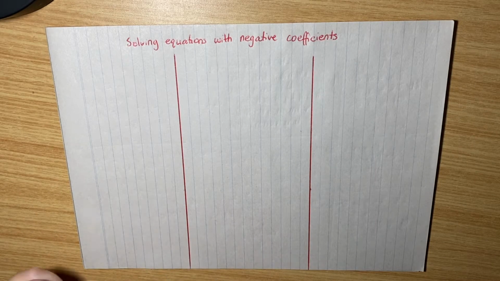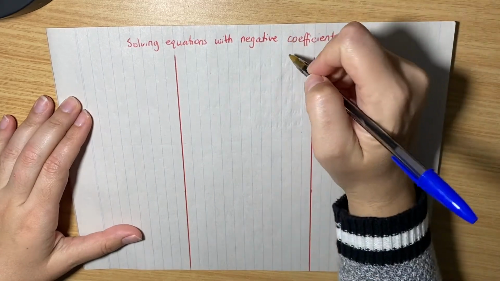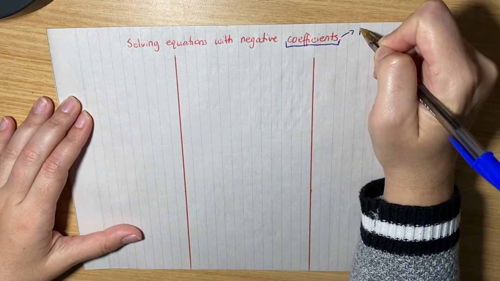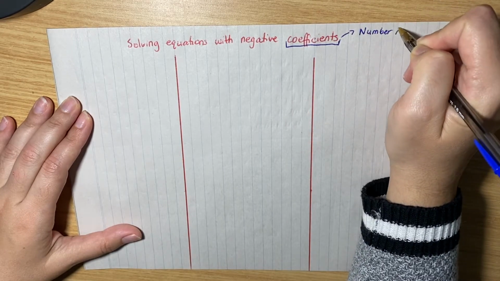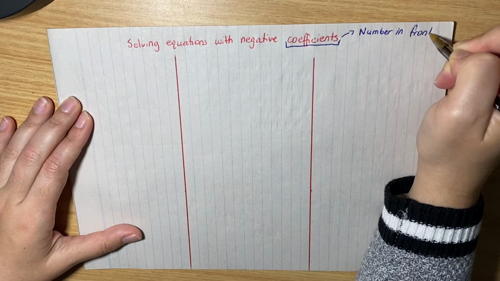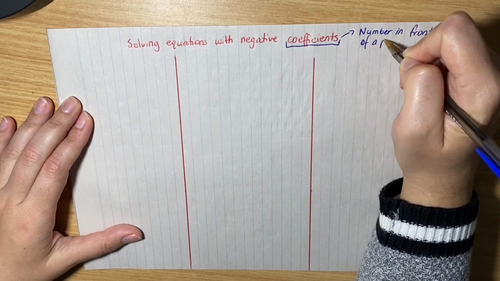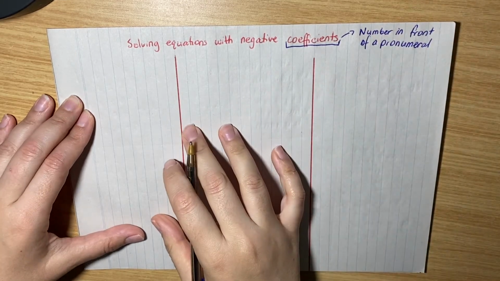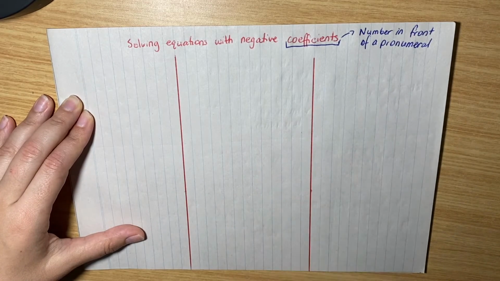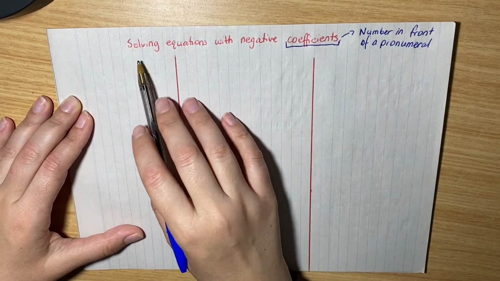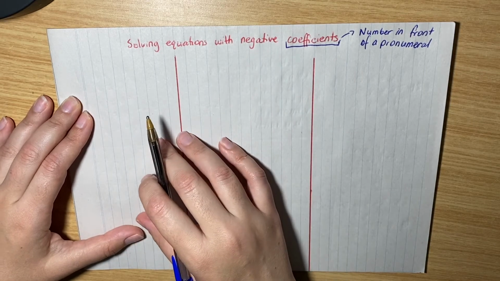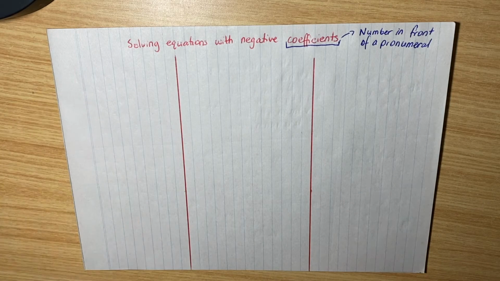Okay, so just a little recap on what we mean when we say coefficients. A coefficient just means a number in front of a pronumeral. All this means is it's a number in front of a letter. So solving equations with a negative coefficient, so a negative number. Let's go through a few examples to see what we're actually talking about here.